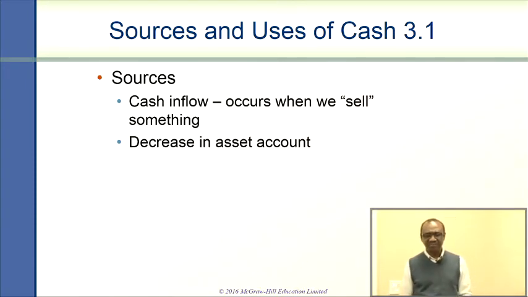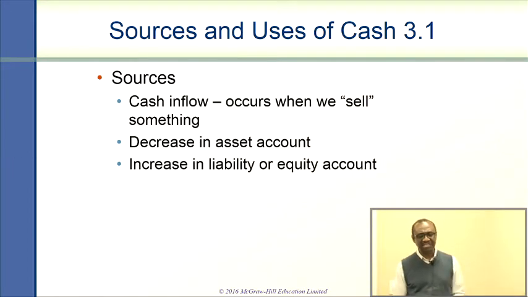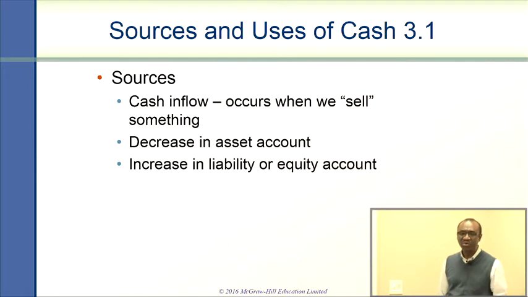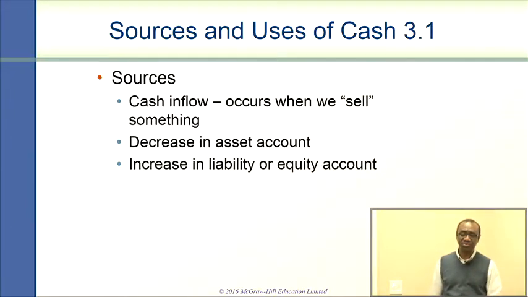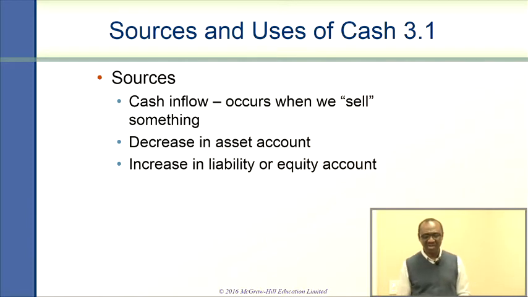The third form of getting cash would be by increasing liability, or when they issue new equity. When they issue more equity to new shareholders, obviously they get cash in return for that. So those are the sources of cash for an organization.